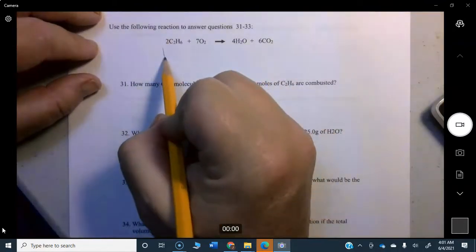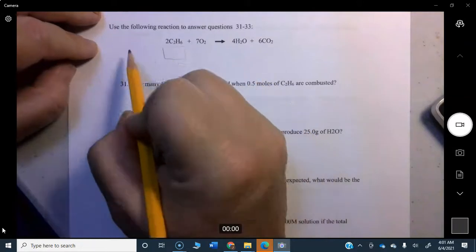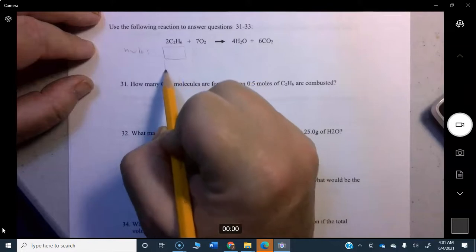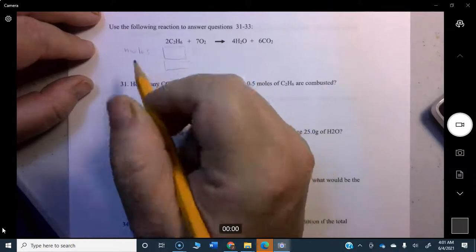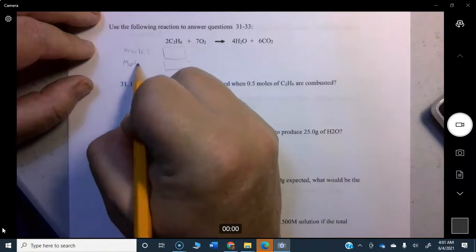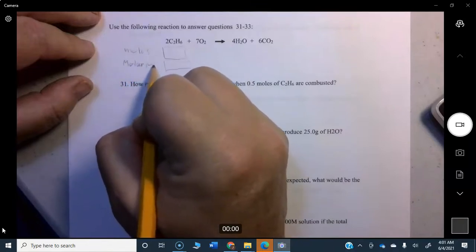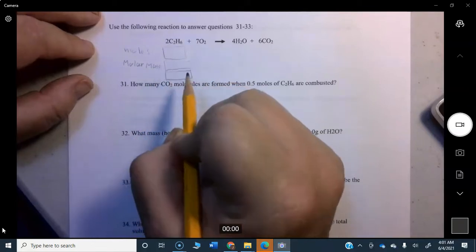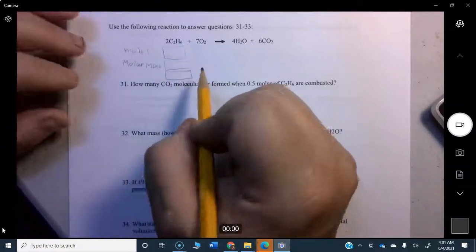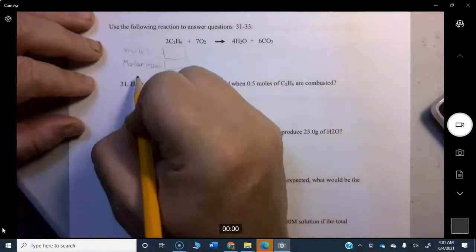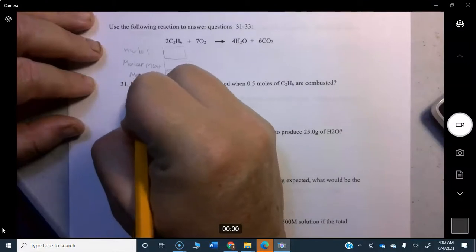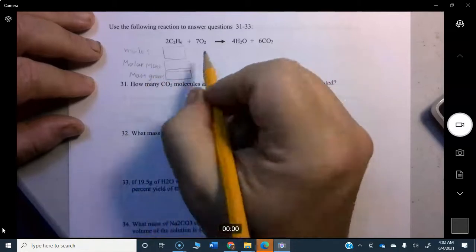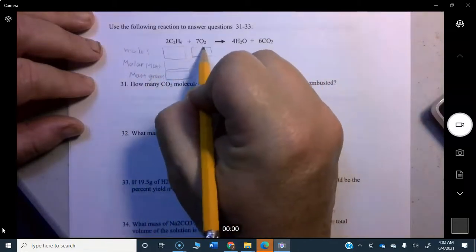So up here we're going to have moles. Here we're going to have molar mass. Those are the translators. And down here we're going to have grams. We're not going to get involved with liters or anything else here, or molarity in this question, okay? So this is going to be mass, and that's in grams. And we can do one of those boxes for each of these.